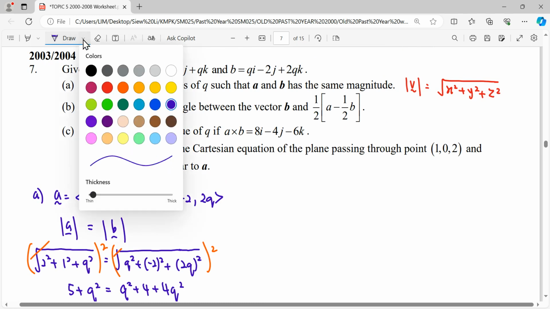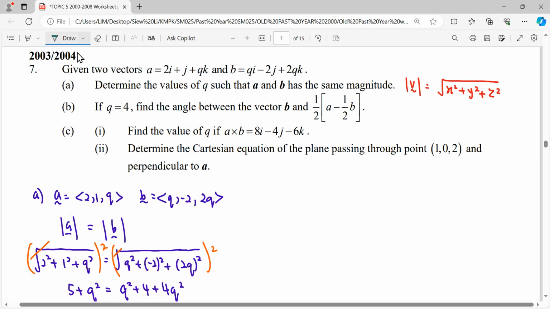Then for question B, it says if q equals 4, therefore vector A will become (2, 1, 4). Vector B will become (4, -2, 8). The question is to find the angle between vector B and this vector.